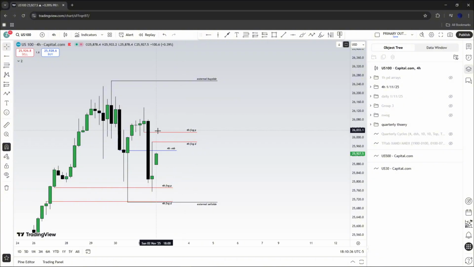What I'd be looking at these levels for is just pairing them with time of day. So tomorrow during London, specifically 3 a.m., I'd like to see where we are trading. If we're trading inside of this 4-hour fair value gap, I want to see us seek the sell side and form the high of the day over there.